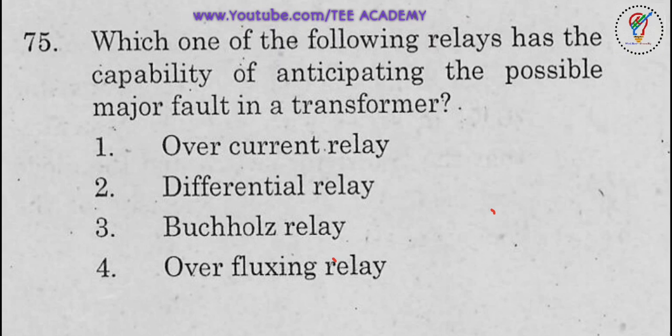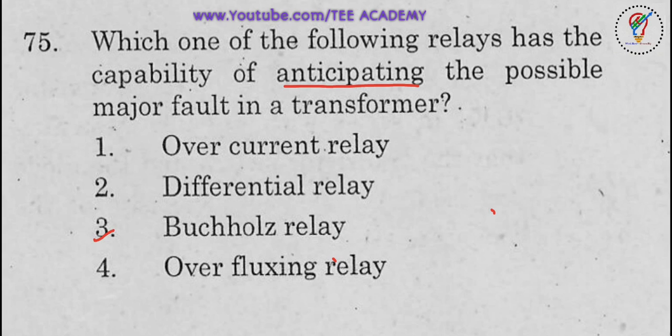Let's continue our Tamil Nadu Electricity Board previous AE paper exam. The question is: which of the following relays has the capability of anticipating the possible major fault in a transformer? Anticipating means expecting. The fault is going to be expected. The option is the Buchholz relay.